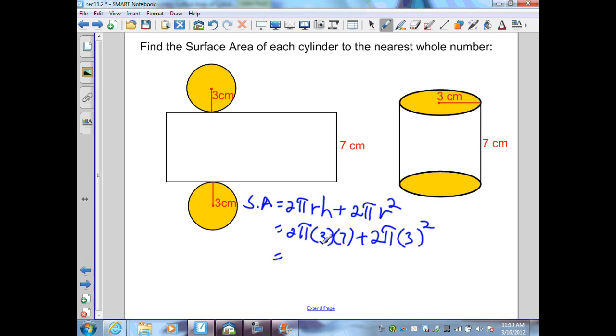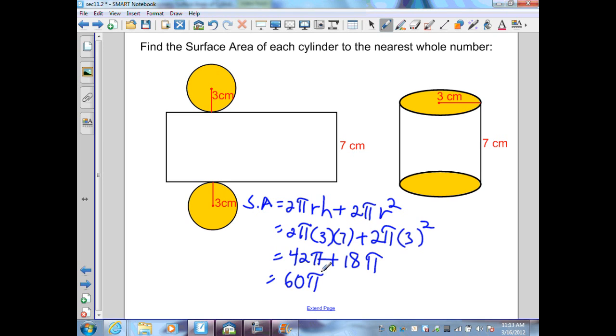2 times 3 is 6, times 7 is 42 pi, plus 2 times 3 squared, which is 9. 9 times 2 is 18 pi. When I simplify, I'm going to get 42 plus 18, which is going to give me 60 pi.